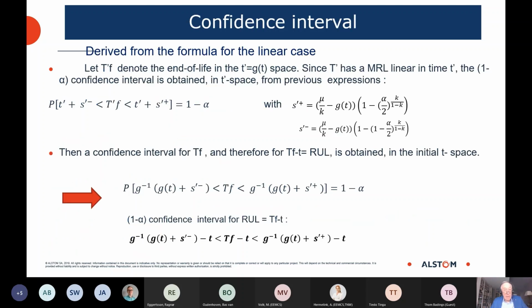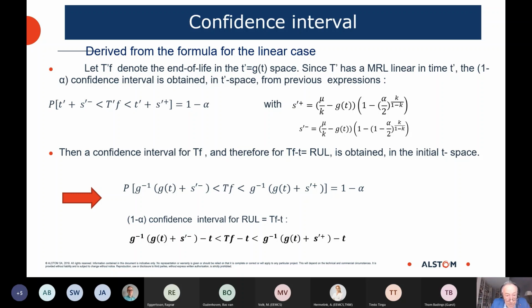So then we can apply the formula we had in the linear case for the confidence interval and derive a confidence interval in the image time. So this basically is the idea. Use primes. These are the bounds we had before. We replace t by G of t, t prime, and then we invert the transformation. G is an increasing function, and so in general it is invertible. So we can find the confidence interval for the time of failure, and therefore for the RUL, which is the time of failure minus the current time.